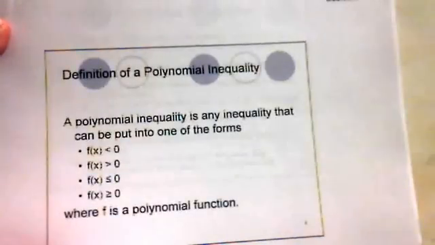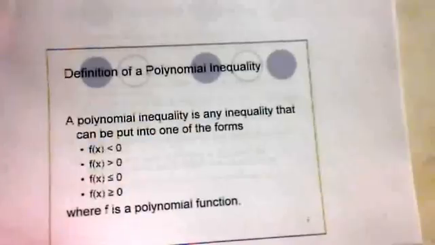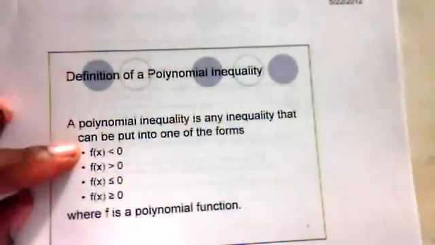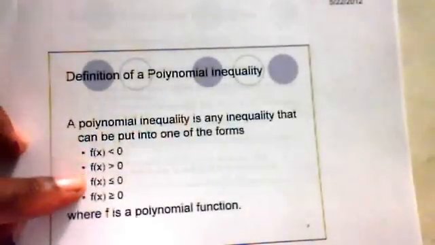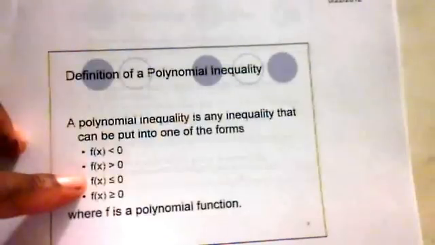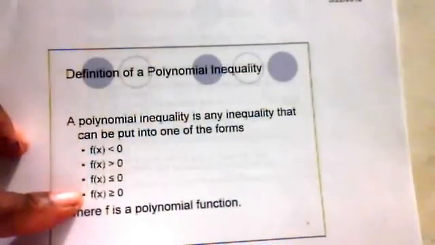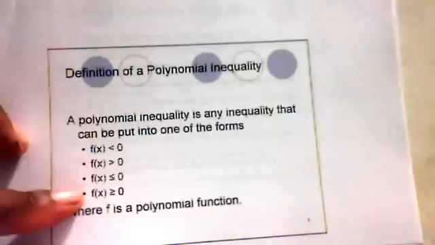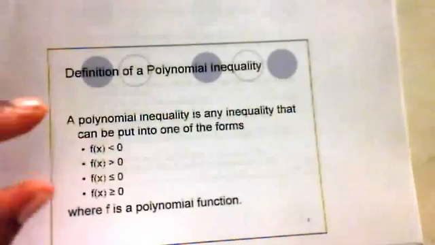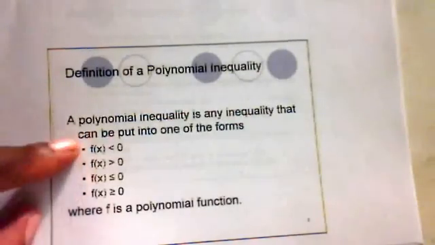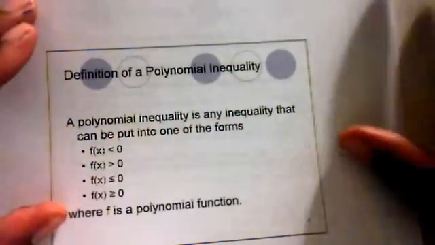Okay, we'll define what a polynomial inequality is. It is any inequality that can be put in one of the forms: either f of x is less than 0, f of x is greater than 0, f of x is less than or equal to 0, or f of x is greater than or equal to 0, where f is a polynomial function. So a polynomial inequality is going to have one of those four different forms.